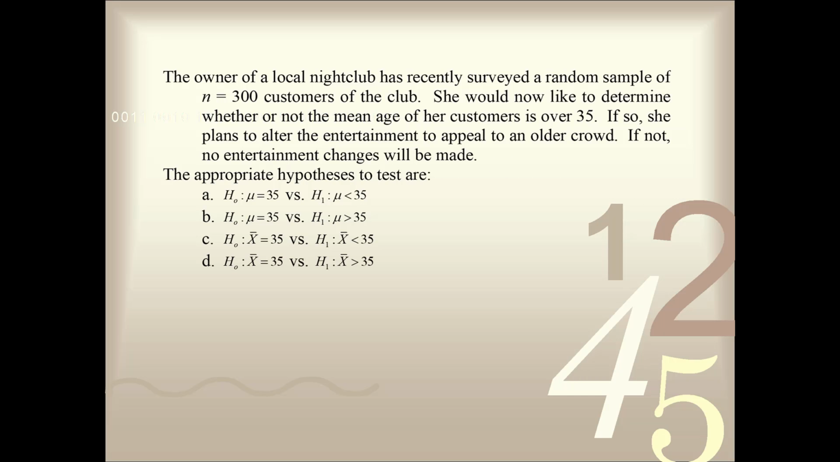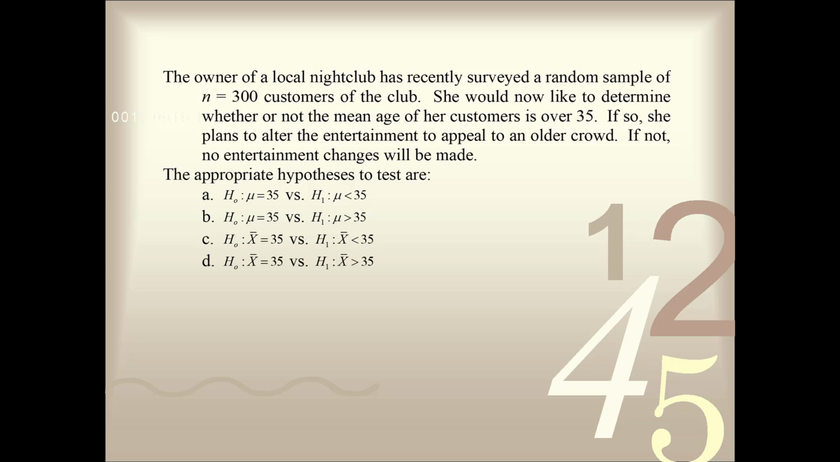Okay, let's look at some questions. What if I had this on a quiz? The owner of a local nightclub has recently surveyed a random sample of 300 customers. She'd like to determine whether or not the mean age of the customers is over 35. Notice the over 35. That's what she's trying to prove. If so, she plans to alter the entertainment to appeal to an older crowd. If not, no entertainment changes will be made. So if you want to pause it and just take a look at these for a sec to get the right answer, you can do so.